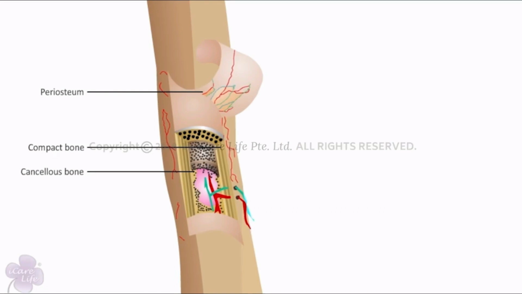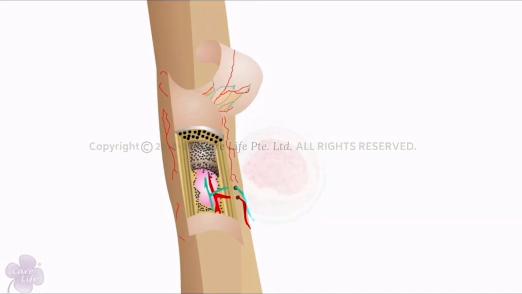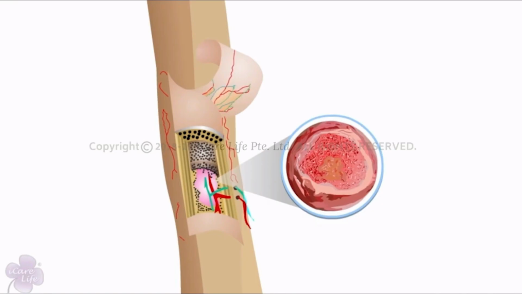The innermost part of the bone is the bone marrow. It is a thick, jelly-like substance. The main function of the bone marrow is to produce red blood cells. It also stores fats and plays a role in immunity.